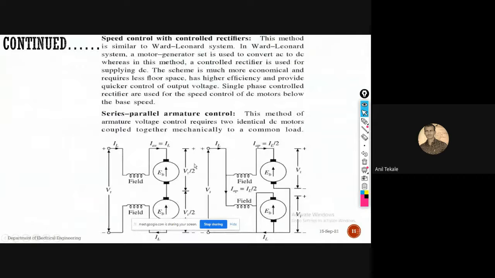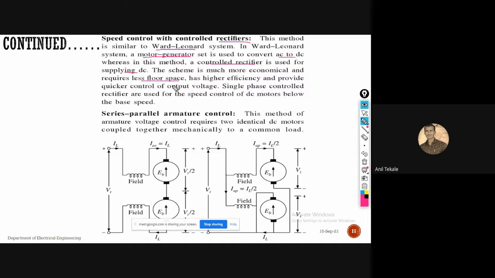Okay, fine. So this is about speed control by varying the terminal voltage. Also, we can use a controlled rectifier. We already know what a rectifier is: the device which converts AC into DC. This method is similar to the Ward-Leonard method. In the Ward-Leonard method that we recently saw, there is an MG set used to convert AC into DC. In this current system, instead of the MG set, we directly prefer a controlled rectifier to supply the DC supply.